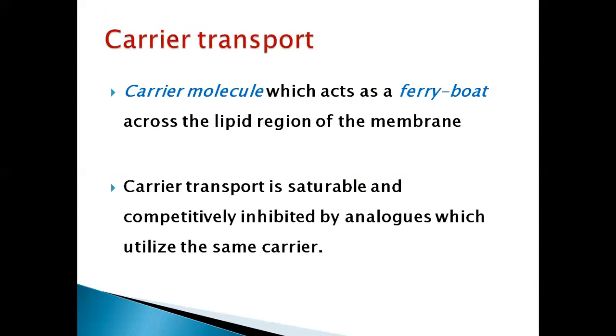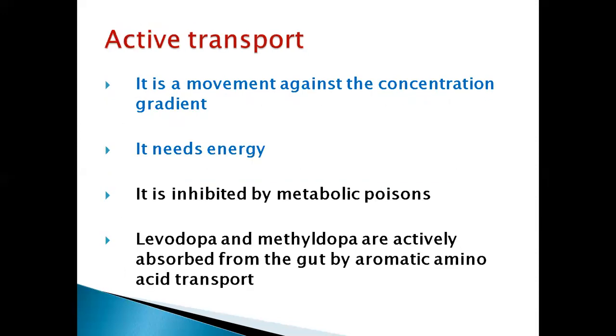Carrier transport: the carrier molecule acts as a ferry boat across the lipid region of the membrane. Carrier transport is saturable and competitively inhibited by analogs which utilize the same carrier. The specialized transport includes active transport. The drug molecules move from a region of lower concentration to higher concentration against the concentration gradient. It requires energy. For example, transport of sympathomimetic amines into neural tissue, transport of choline into cholinergic neurons, and absorption of levodopa from the intestine.